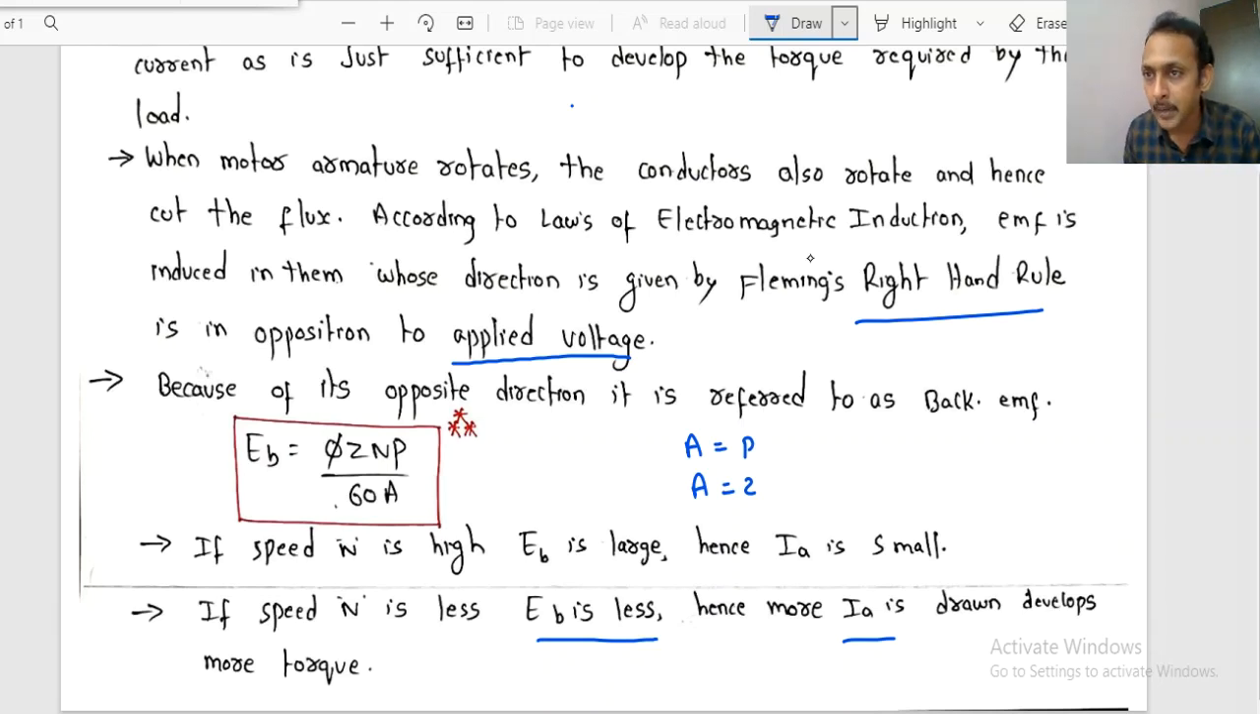Slowly, with the increase in speed, the back EMF becomes large enough so that the current drawn by the armature will be small, right? So the back EMF also depends upon the speed. If the speed is high, EB will be large, so obviously IA will be small. Otherwise, if the speed is less, the back EMF will be less, and it demands more armature current to develop the sufficient amount of torque.